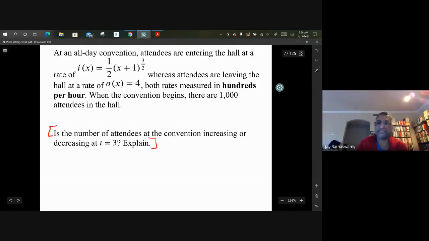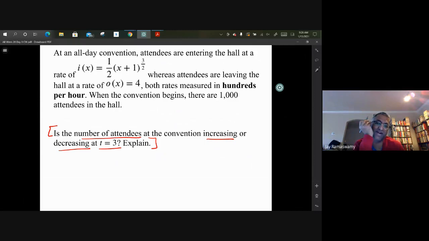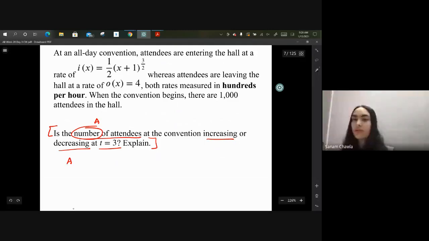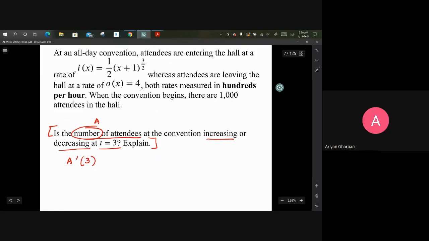Read the question with me, please. It says, is the number of attendees in the convention increasing or decreasing at t equal to 3? From the first semester, if a function is increasing or decreasing, it's slope, positive or negative, correct? Now remember, the number of attendees is just A. So what do we need to find? A dash of 3, correct? If we want to find if it's increasing or decreasing, we need to find its derivative. Is that A dash of 3? Yes. Everybody okay there?